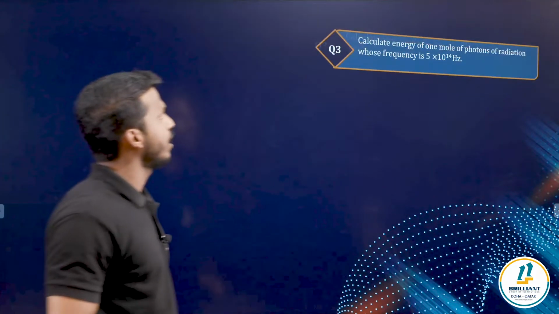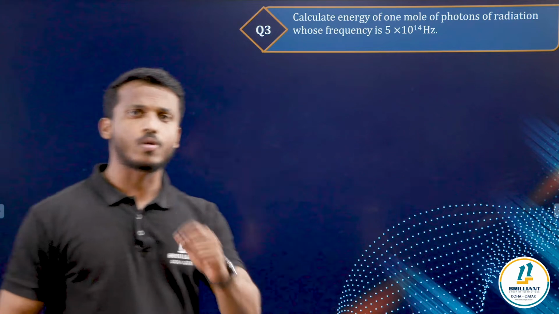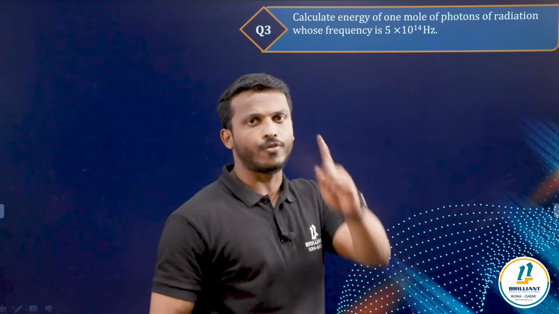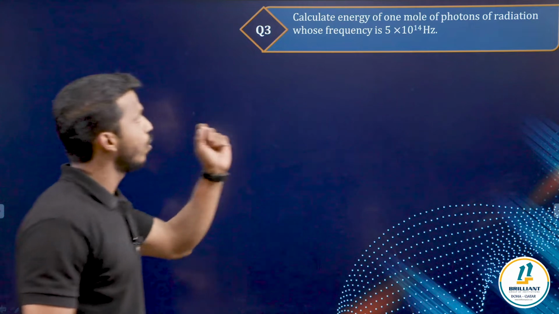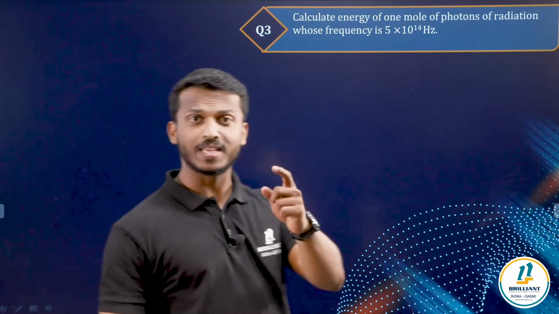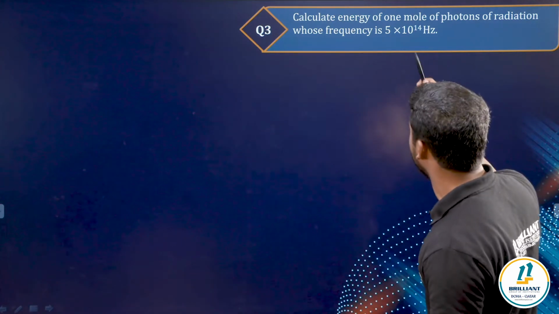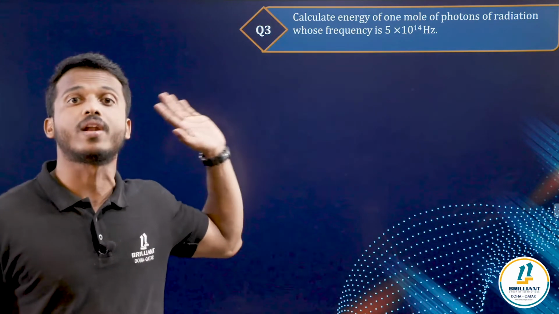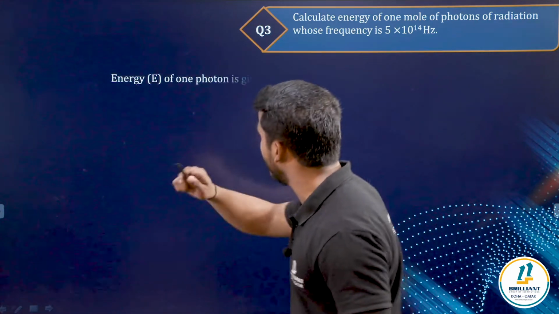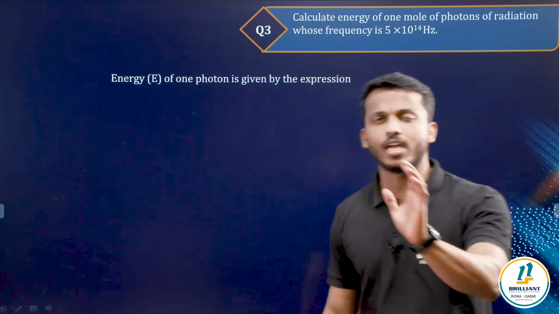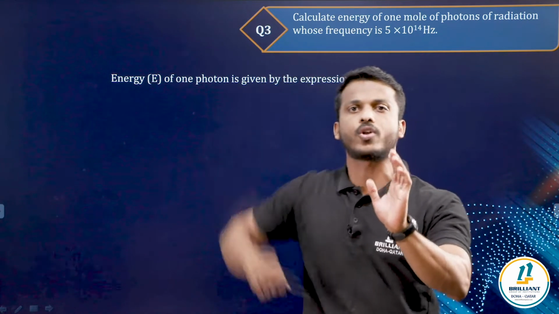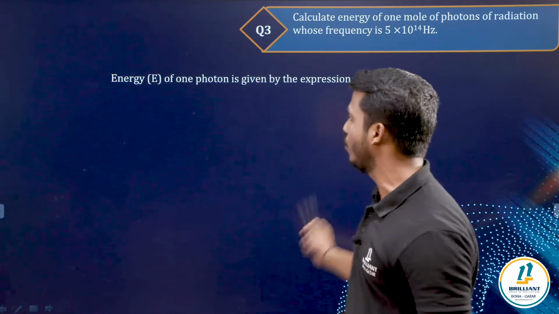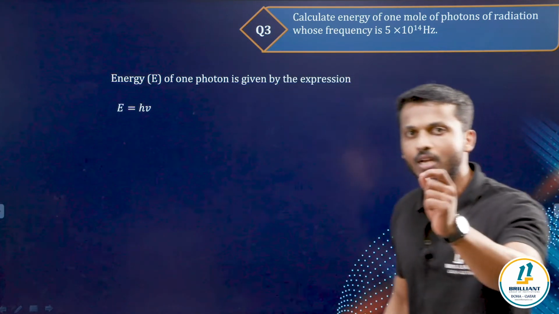Let's go to question number 3. Again, one numerical question. Calculate the energy of 1 mole of photons, photon light of radiation whose frequency is given. What is the given frequency? Nu is equal to 5 into 10 to the power 14 hertz. Frequency already given. What is the equation to calculate energy of a photon? E is equal to h nu. That is the equation. E is equal to h nu.